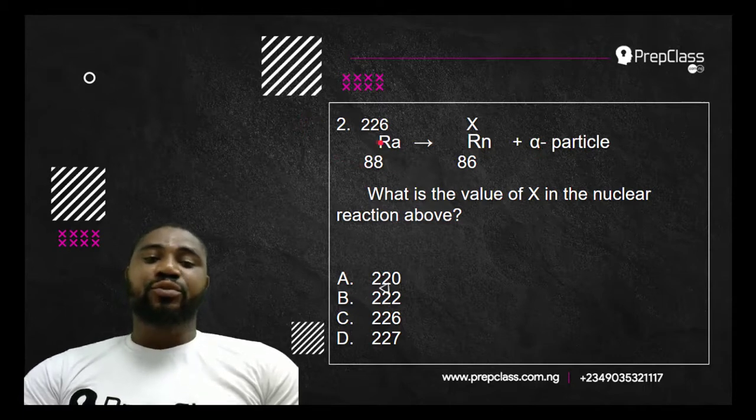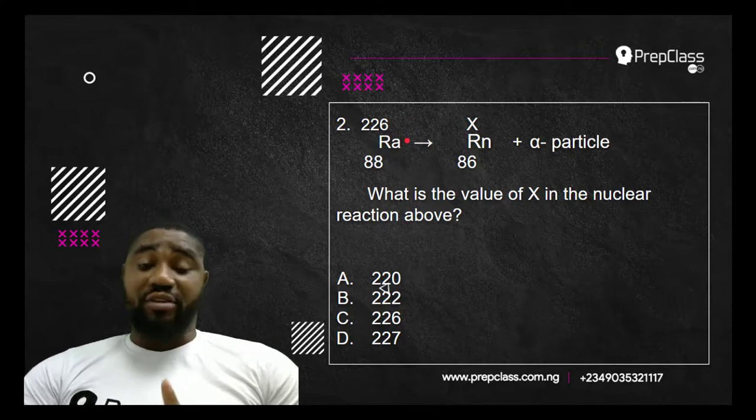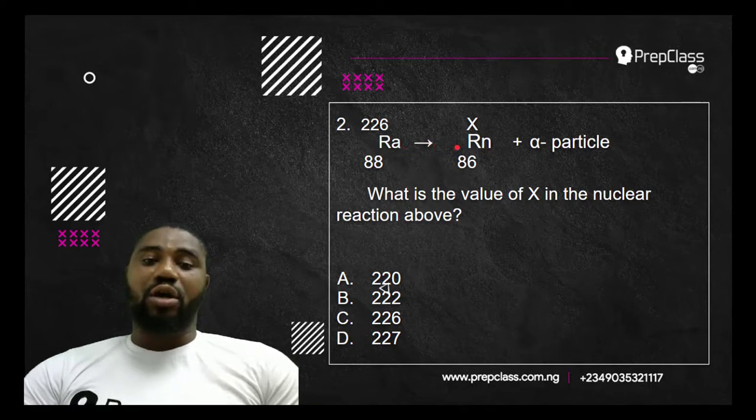Now, in this case, when this element is a radioactive element, only radioactive elements undergo radiation. When it undergoes radiation, or let's say disintegration, as a nuclear reaction, it gives rise to another element with alpha particle as the radiation. Now, they're asking what is the value of X. This smaller element it forms, what is the value of its atomic mass?